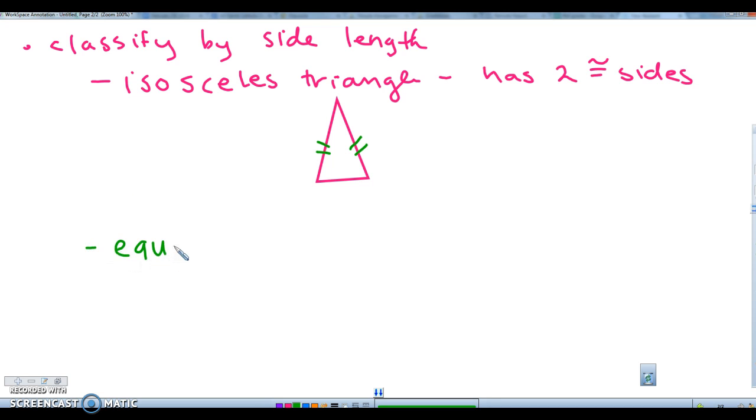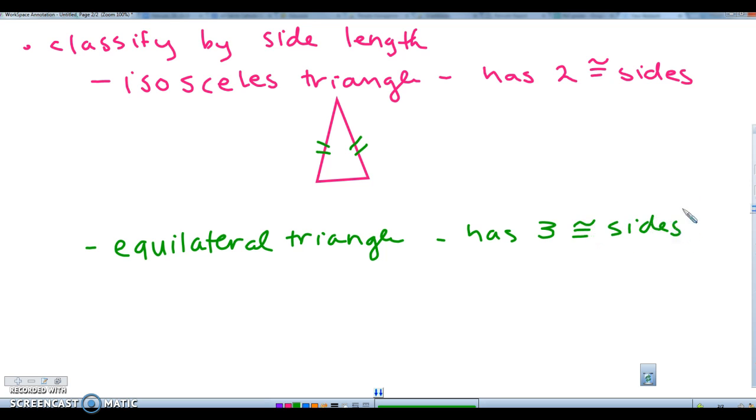An equilateral triangle of course has three congruent sides. And these are the ones you're fairly used to looking at. Let's pretend that's equilateral. But I would also show that it's equilateral by marking that all the sides are congruent.